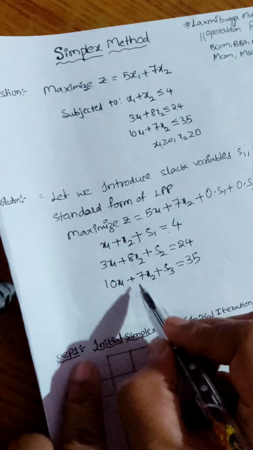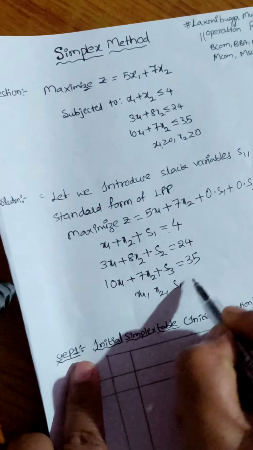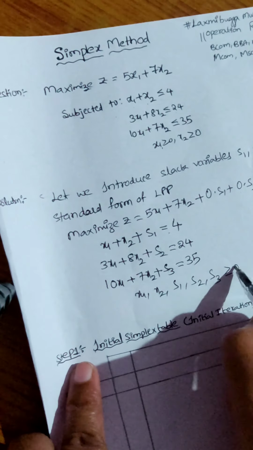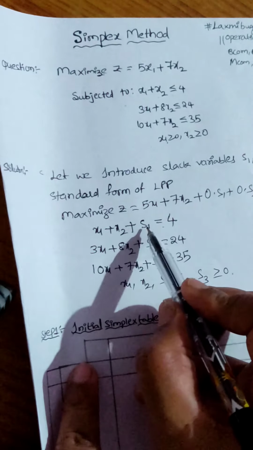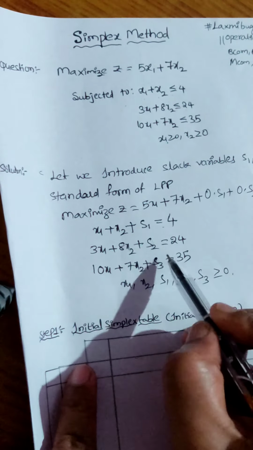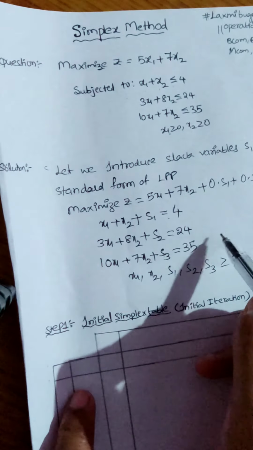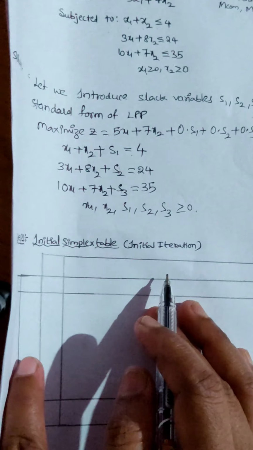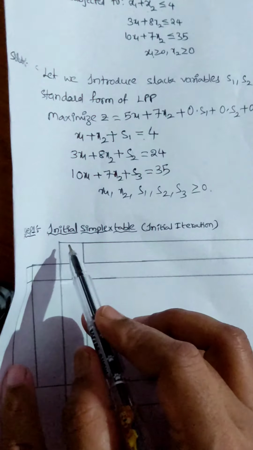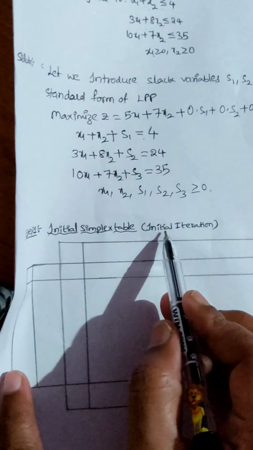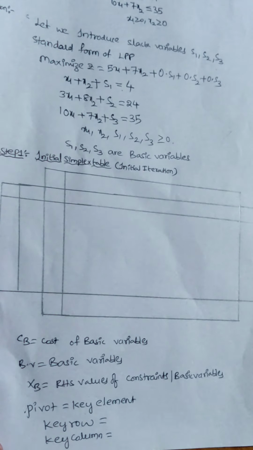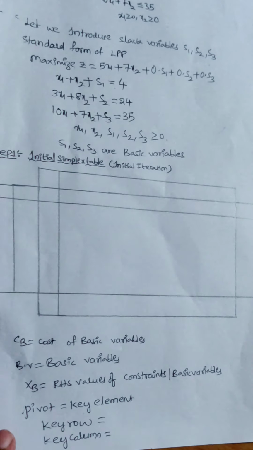Here how many variables do we have? x1, x2, s1, s2, s3, all greater than or equal to 0. s1, s2, s3 are known as the basic variables. For solving this simplex problem, first we have to write the initial simplex table, that is the initial iteration. Here s1, s2, s3 are the basic variables.